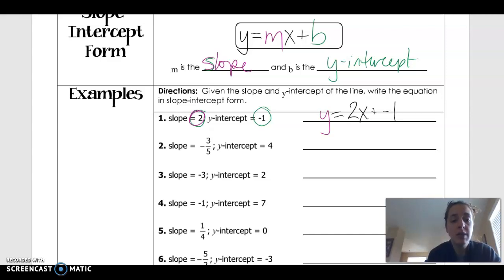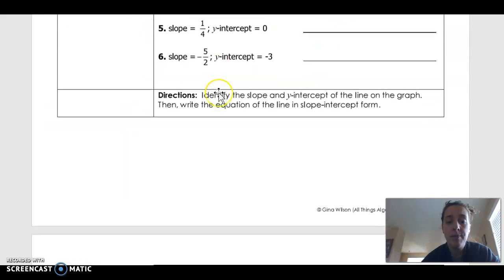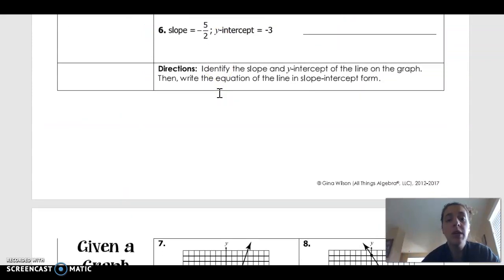I can do the same thing with any of these examples. So here my slope is negative 3, so y equals negative 3x plus 2. I've got my slope and I've got my y-intercept. It's easy to remember that it goes in that order because it is the slope-intercept form.